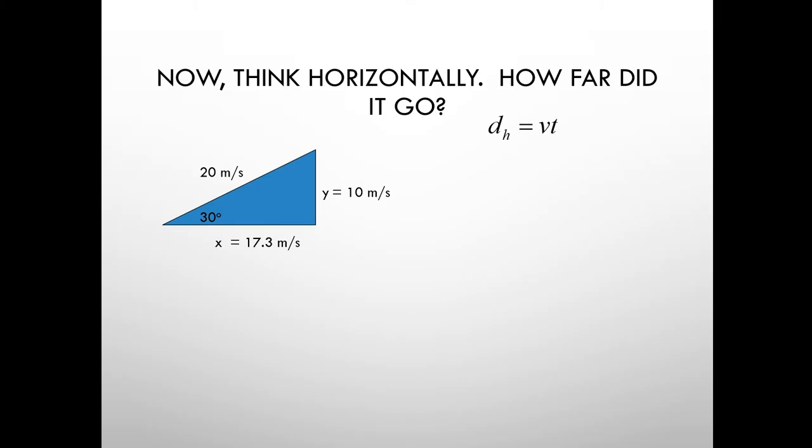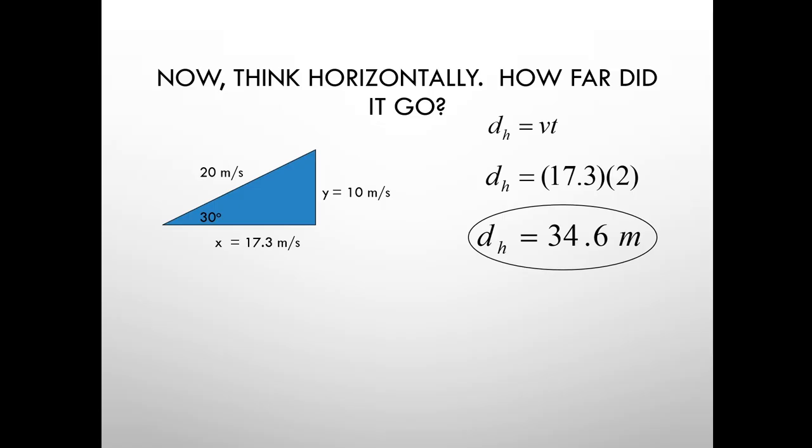Well, according to our triangle of the initial moment, the x component is 17.3. So we can say horizontal velocity is 17.3, and the total time that it travels horizontally would be the 2 seconds that we calculated previously. So horizontal displacement will be 17.3 times 2, which gives us 34.6 meters. So the ball goes down the field 34.6 meters.